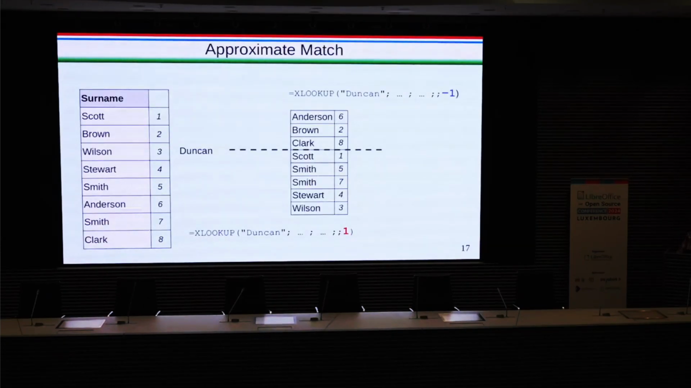What does approximate match mean? On the left you see the original data range, and on the right you can see the values as an ordered list. This does not mean that the application actually sorts the values, but is only intended here to explain what approximate match means. We take the example that we are looking for the entry Duncan, and you see on the left side it does not exist. So it's not available, and when we have the parameter -1, then the next value below is used for the result. And when we have the parameter +1, the next value above is used. That means approximate.